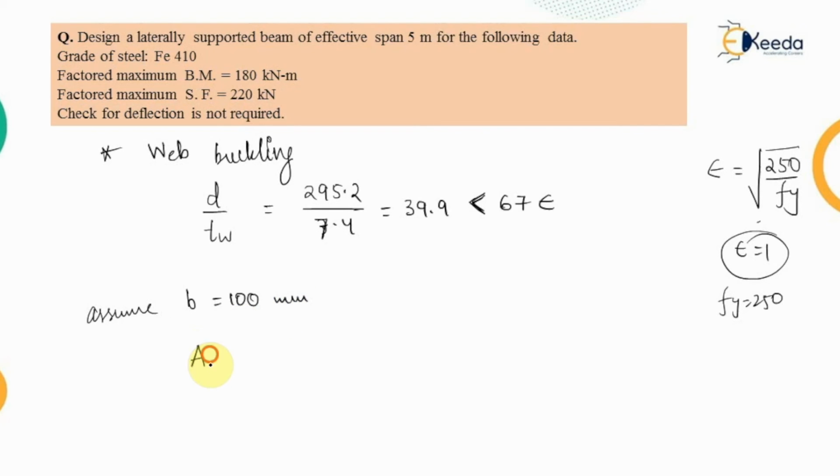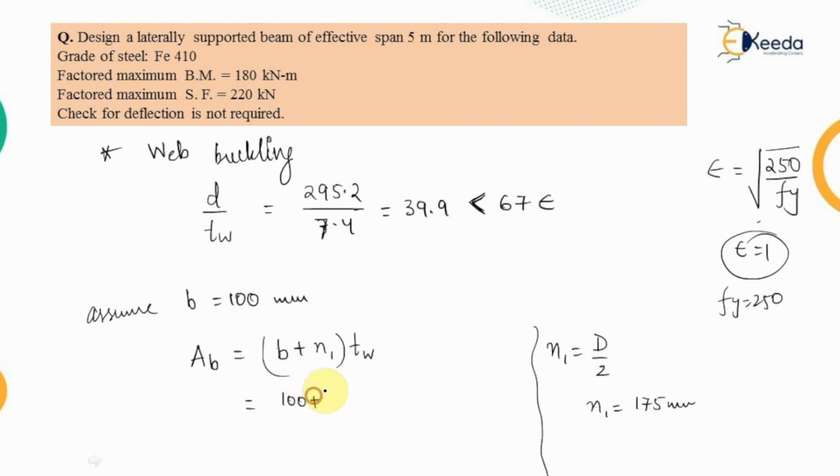Now, correspondingly, we will be calculating the bearing area, which will be this B value plus N1 into the thickness of the web. Now, this N1 will be calculated based upon the overall depth that is present with us. So, N1 will be the overall depth divided by 2. Similarly, here we will be getting this value as 175 millimeter. Now, from all these values, we will be calculating the bearing area, that is 100 plus 175 into 7.4 millimeter. So from here, the bearing area that we are getting comes out to be 2035 square millimeter.